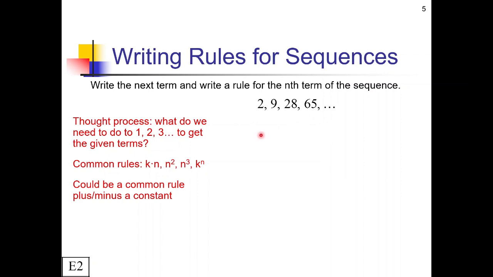All right, now this one is kind of tricky. If we go through our common rules here, what could I do to get 1 to turn into a 2? Well, there's a few things, right? I could do 1 plus 1, so maybe plus 1 is my rule. But then if I do 2 plus 1, that doesn't give me 9, so that's not my rule. Okay, how else could I get a 2 out of a 1? Well, I could just do 2 times 1, but if I do 2 times 2, that again does not give me 9. So this is an issue.